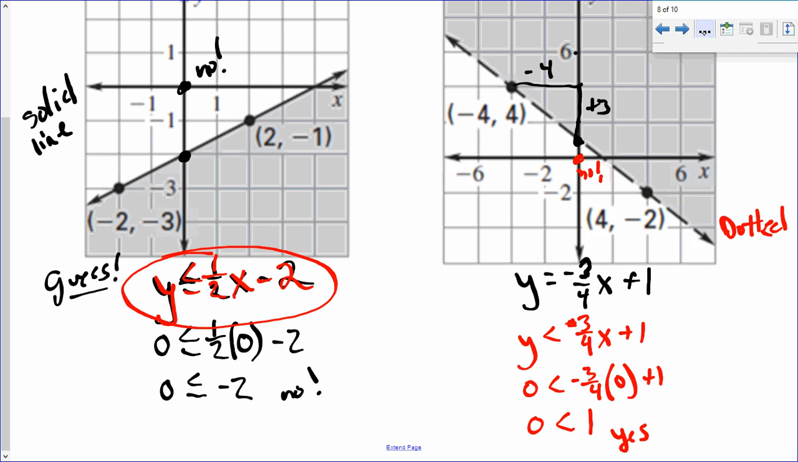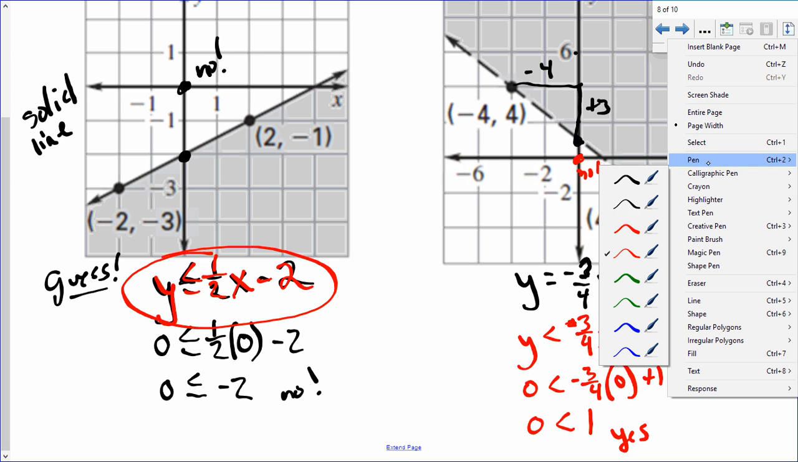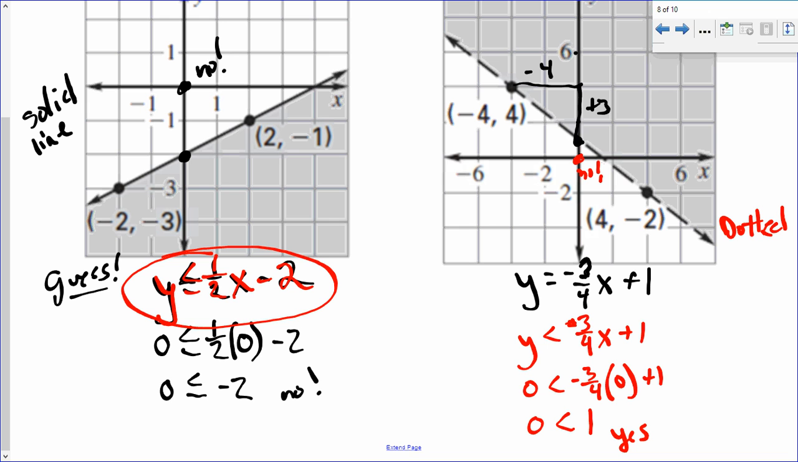I actually will go back in. So here, I'm going to use my colors to highlight and make sure you can see this. I'm going to cross this out. That's not right. It's going to be y is greater than -3/4 x plus 1.